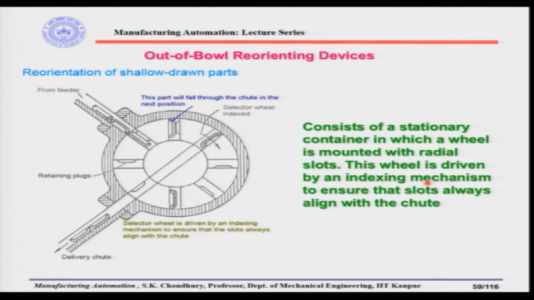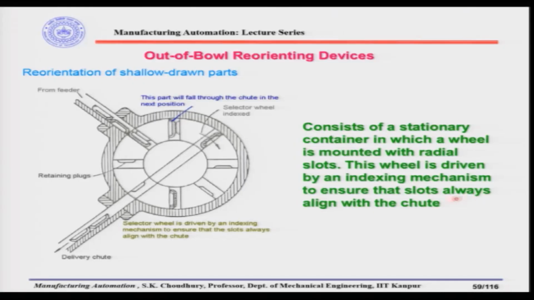This kind of indexing mechanism may be a Geneva wheel, for example, the Geneva mechanism that we have discussed earlier, to ensure that slots always align with the chute, meaning that the slots have to be aligned either here or here. So, these are the two exits, one exit is here and one exit is here, from where the parts can slide down the slot and to the delivery chute. So, this is also a simple but very effective mechanism for particular parts.